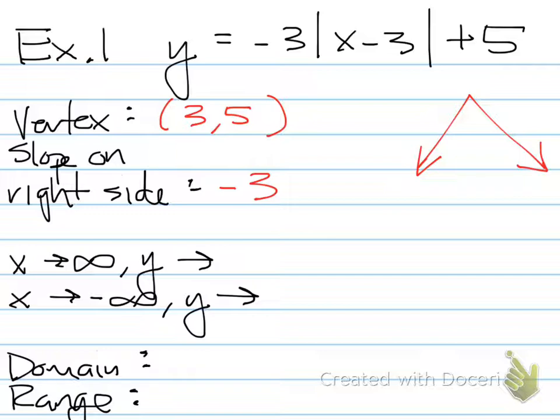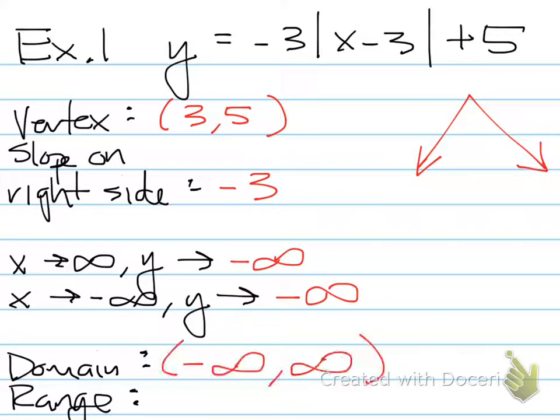As x goes to the right, you can see that y is going down. The same thing is happening whenever x goes to the left. y is still going down. The domain is always all real numbers, and the range is going to go from the y-coordinate of the vertex, 5, down to negative infinity.